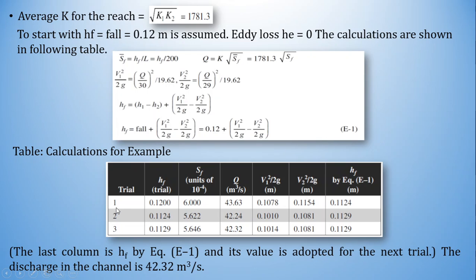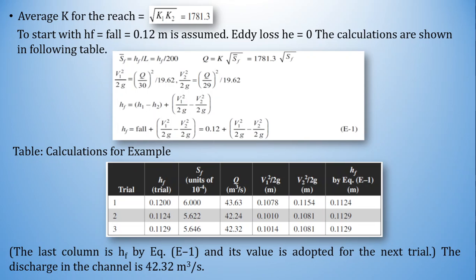For trial number 1, HF it is 0.12 meters. If you consider this 0.12 meters, then SF comes out as 6, discharge 43.63, V1 square upon 2G 0.1078, V2 square upon 2G 0.1154, and HF comes out as 0.1124.